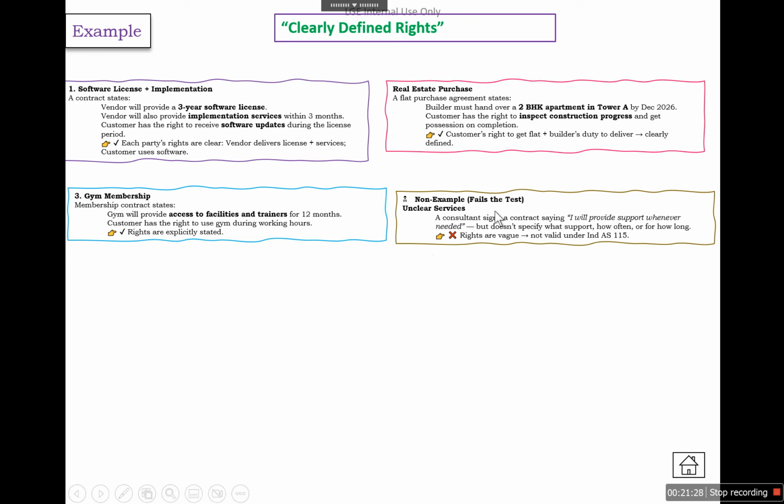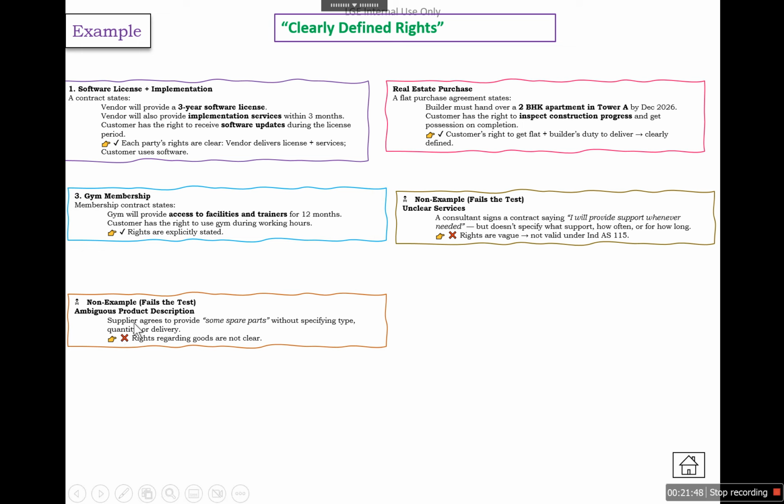Now an example where the test fails, let's look into it. A consultant signs a contract saying that I will provide support whenever needed, but it does not specify what support it will provide, how much and for how long. So rights are vague, and it is not valid under Ind AS 115.